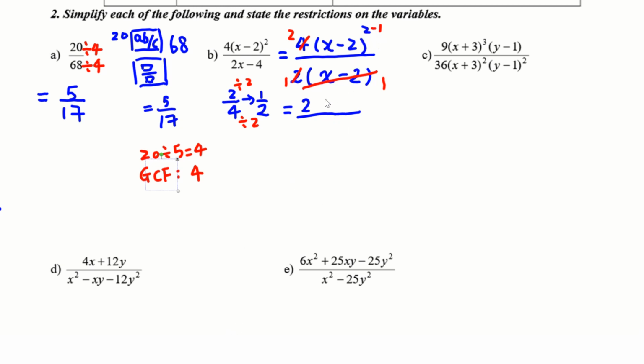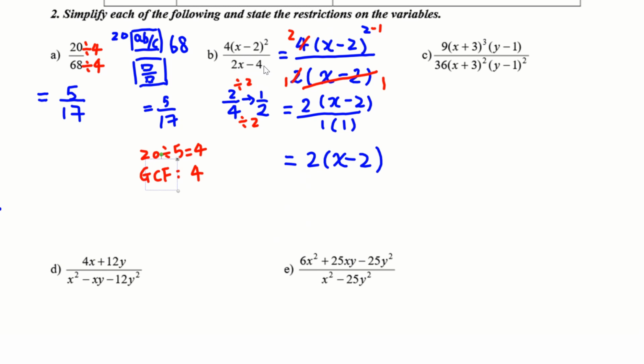So what you will have is x minus 2 to the degree 1 over 1, and the denominator is 1 times 1. The denominator is 1, we don't have to write it, so the final answer is 2 times x minus 2. This is a simplified form, but we need to be careful: the denominator couldn't be 0.